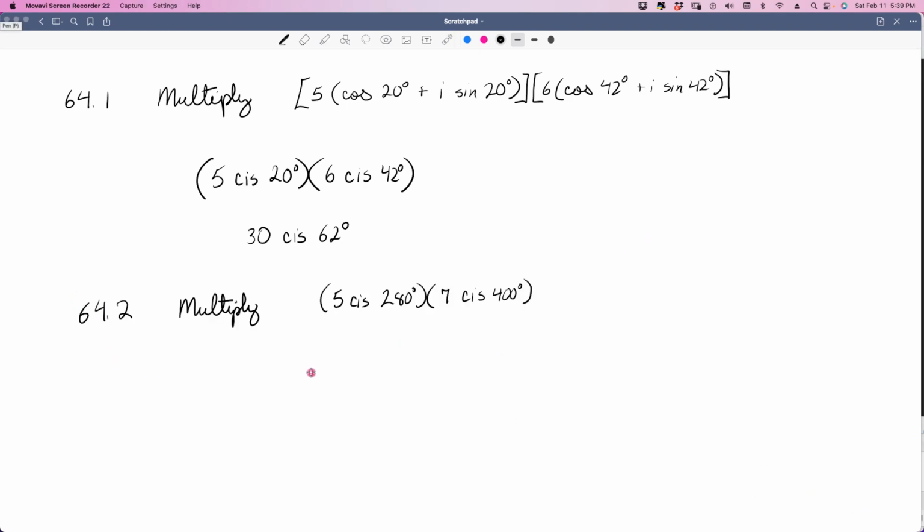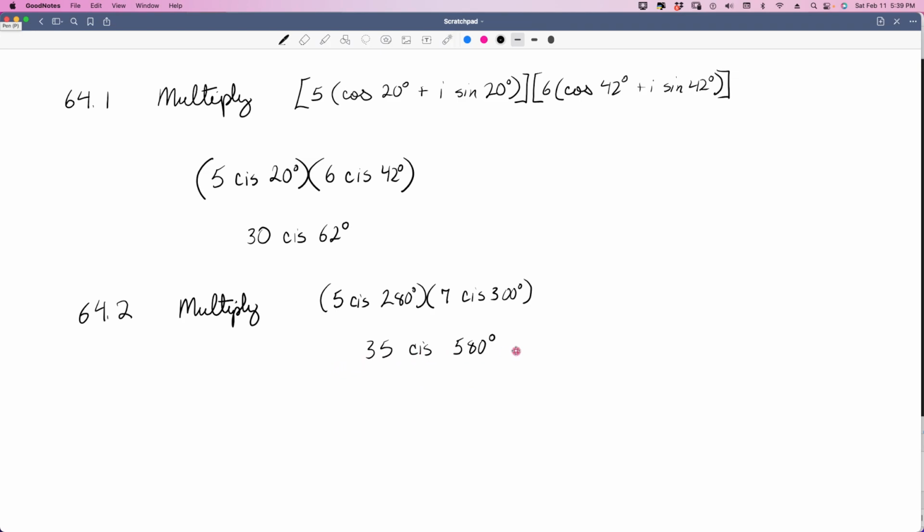So here we have 5 CIS 80 degrees times 7 CIS 400 degrees. We're going to do the exact same thing we did before. 5 times 7 is 35, CIS. We're going to add these together. And I'm sorry, I wrote this part of the problem wrong. I wrote 400. I don't know why. It should have been 300. There we go. So when we add these two together, we get 580 degrees.